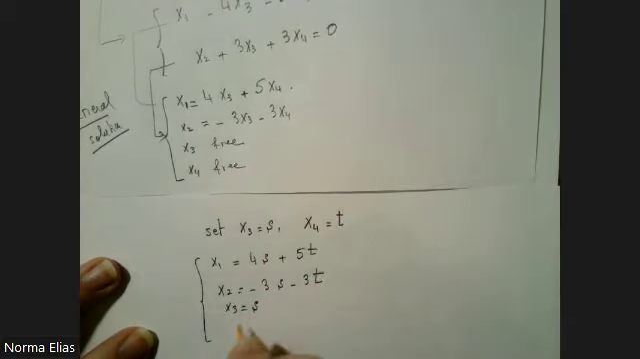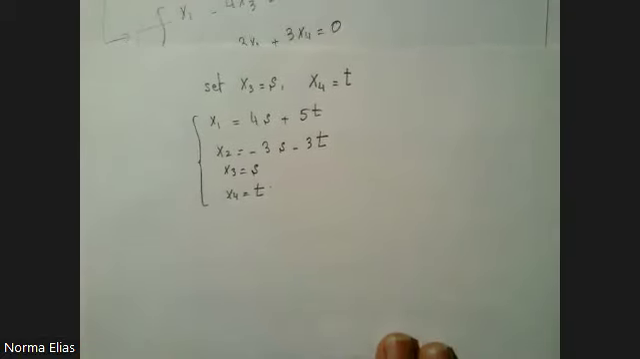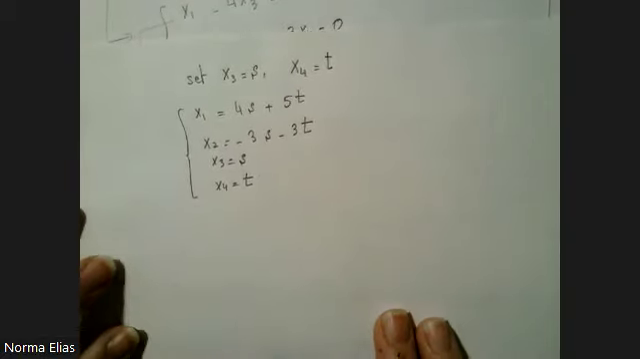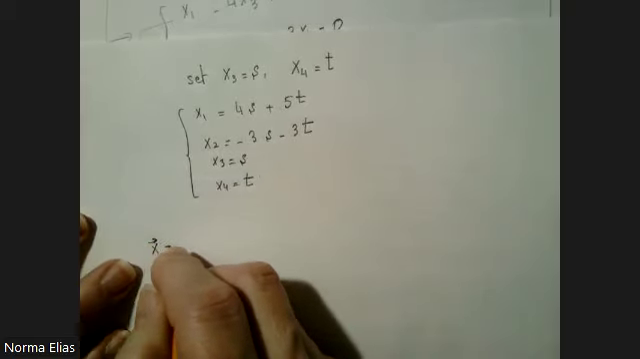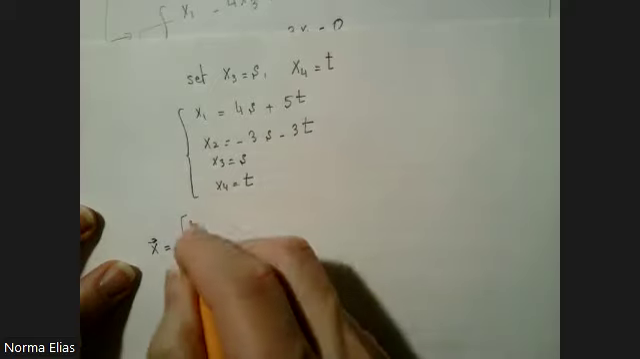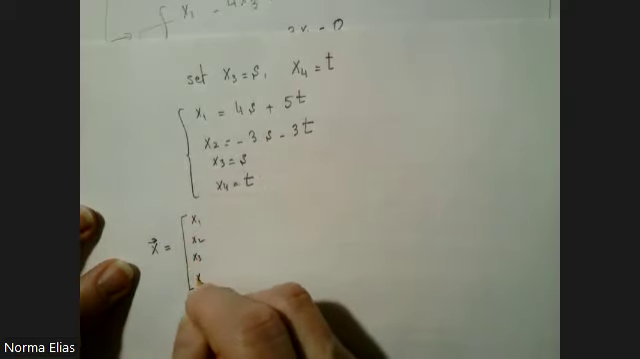x3 is s, and x4 is t. And now the last step, which is the new step, I want to rewrite this using vector form. So let's see how do we write it. So suppose x is a solution. It means x has x1, x2, x3, x4.